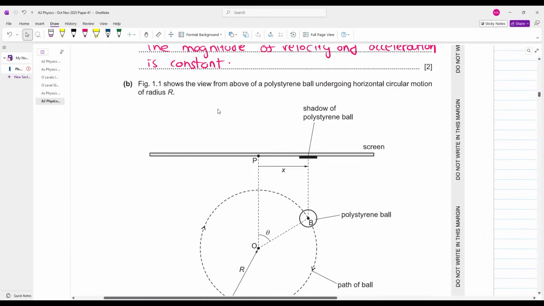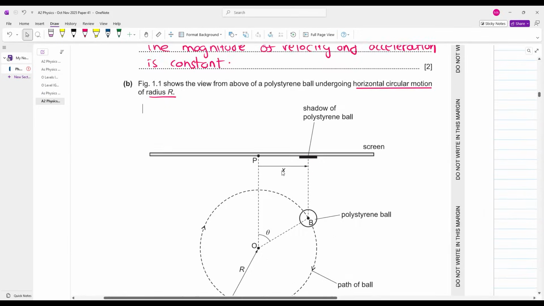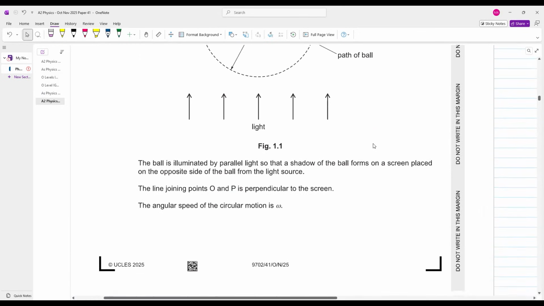Figure 1.1 shows the view from above a polystyrene ball undergoing horizontal circular motion of radius r. So this is a ball of polystyrene that is going in horizontal circular motion of radius r. This is your radius r. This is your polystyrene ball. The ball is illuminated by parallel light so that the shadow of the ball forms on a screen placed on the opposite side of the wall from the light source.